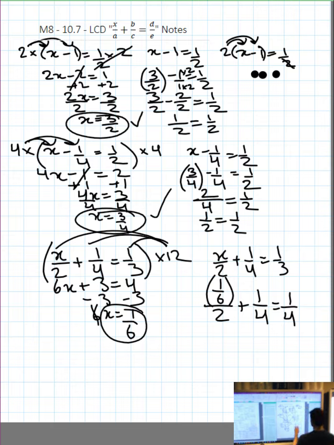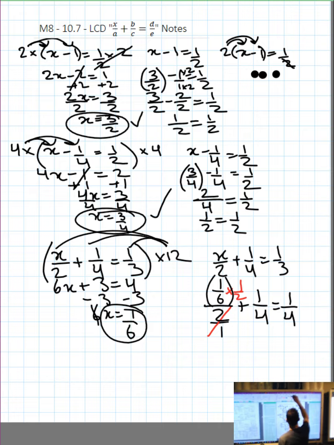Now, I have to work on this thing. So I have 1/6 divided by 2 over 1. I'm dividing fractions. Go back to the fraction section and learn better about how to divide fractions. But if I'm dividing fractions, I can just simply flip and multiply. So we get 1 over 12. 1 times 1 is 1. 6 times 2 is 12.